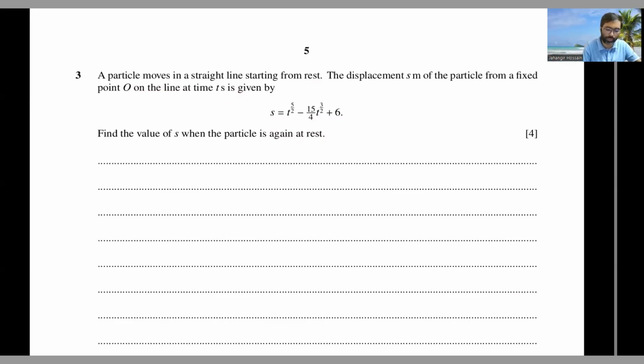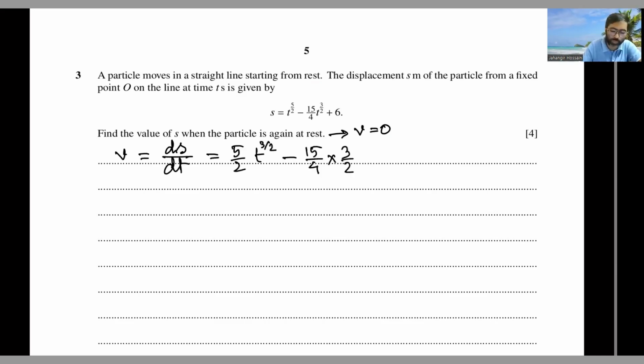Initially it was at rest, when t equals 0, v is 0. Now we have to find the value of t when it is at rest again. For that, since it is at rest, v is 0, so we need to find the expression for v, and we have the expression for s. To find v, you need to differentiate s with respect to t. So we have 5 by 2 t to the power 3 by 2, minus 15 by 4 times 3 by 2 into t to the power 3 by 2 minus 1, that's half.